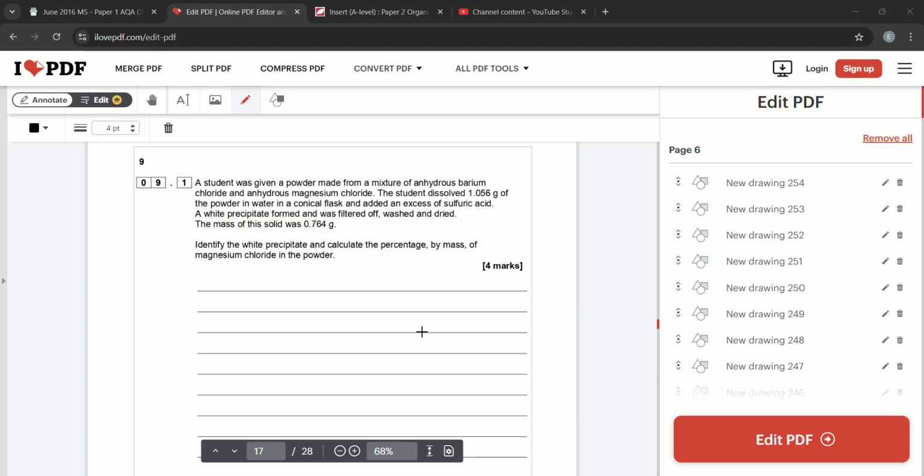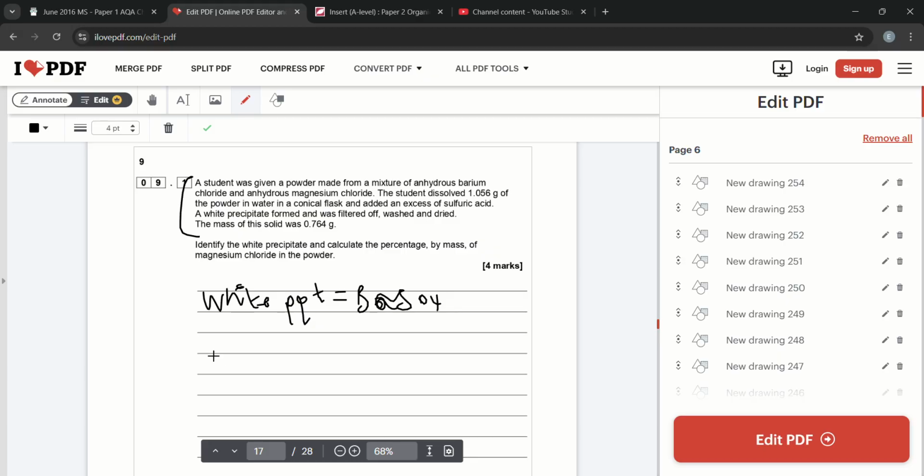So, a lot of information. Almost a full paragraph. And then it says, identify the white precipitate and calculate percentage by mass. It's that simple. So the white precipitate is going to be BaSO4, barium sulfate. Now that is a very key thing. Once we work that out, the rest of the question becomes slightly easier.